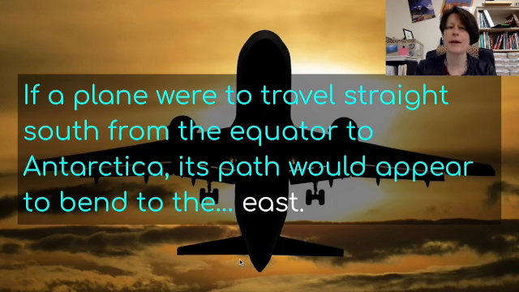So how that applies to plane travel is if a plane were to travel straight south from the equator to Antarctica, its path would appear to bend toward the east. Okay, it would bend toward the east. And that is due to the fact that the earth is moving at different rates below it. The same would occur if the plane was traveling from the equator to the North Pole, except in that case, it would appear that its path would bend toward the west. It would be the opposite.